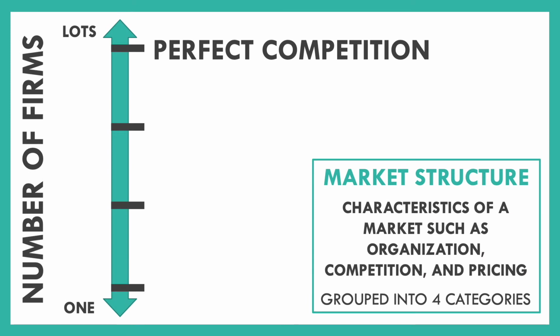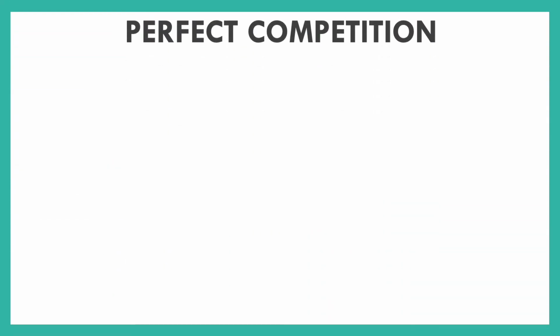So we ended the last video talking about this spectrum, about how many firms are there within our market, anywhere from lots to one. We're starting off with lots. We're really starting at the highest end of the spectrum here with perfect competition. You can see within the name, perfect competition implies that it is perfect. It is an ideal situation for us to observe, and therefore technically perfect competition is hypothetical.